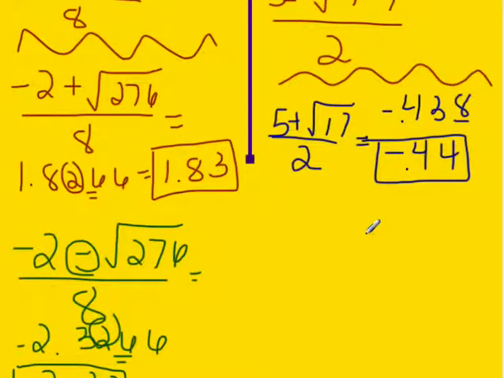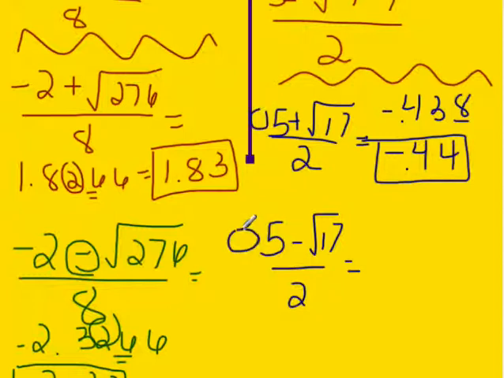Let's take a look at our negative answer. So we're going to do 5 minus the square root of 17, and then we're going to take all of that and divide it by 2. It looks like I made a mistake on my key here. I accidentally did a negative here. So go ahead and plug that into your calculator and see what you get. Again, 5 minus the square root of 17, enter, and then divide it by 2. So this answer might be wrong, so go ahead and check that on your calculator when you do it.